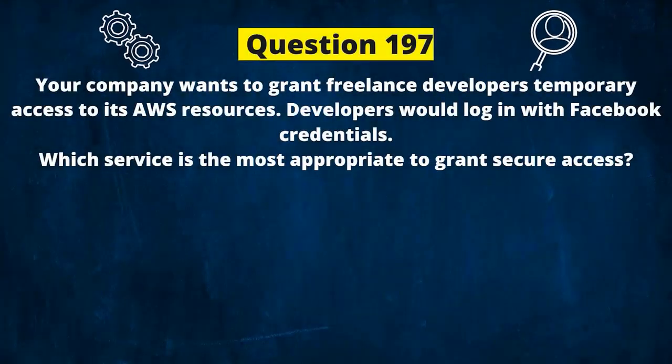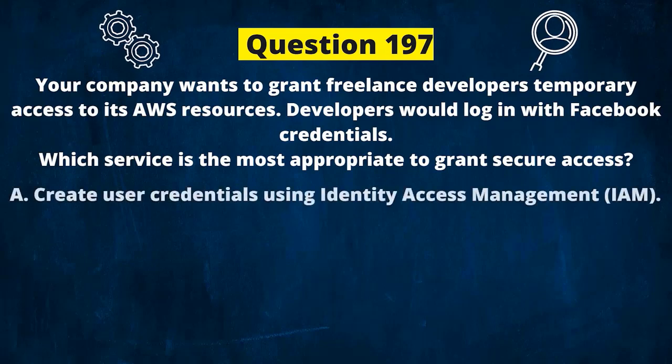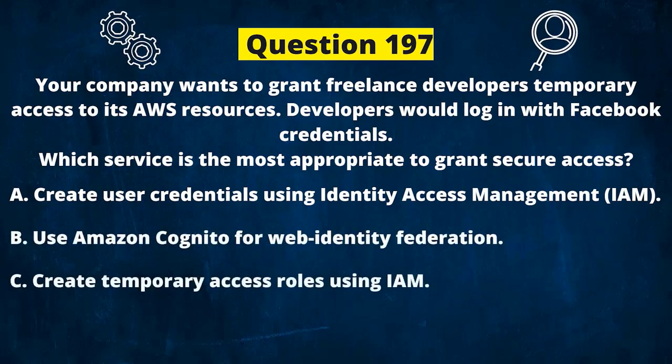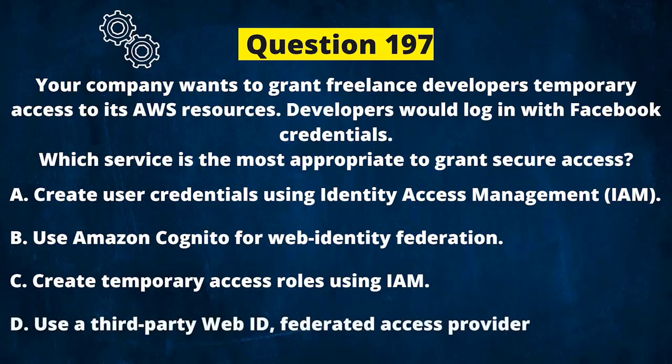Next question. Your company wants to grant freelance developers temporary access to its AWS resources. Developers would log in with Facebook credentials. Which service is the most appropriate to grant secure access? And the options are A. Create user credentials using Identity Access Management. B. Use Amazon Cognito for Web Identity Federation. C. Create temporary access roles using IAM. D. Use a third-party web ID federated access provider.